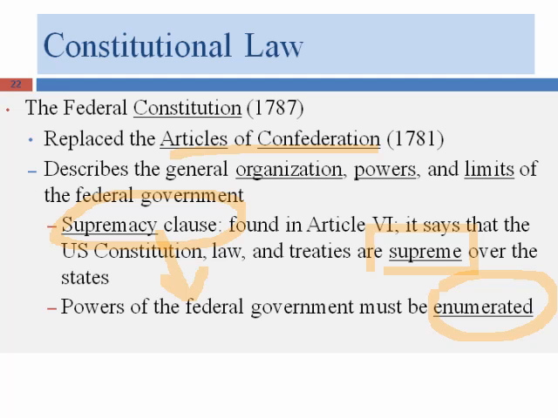So it has to find something in the Constitution that empowers it to act. If it can't find it, then the power resides in the states and Congress can't do anything. So it's a balance. The Supremacy Clause and the requirement that the power be enumerated creates that balance that we find in the U.S. Constitution again and again.